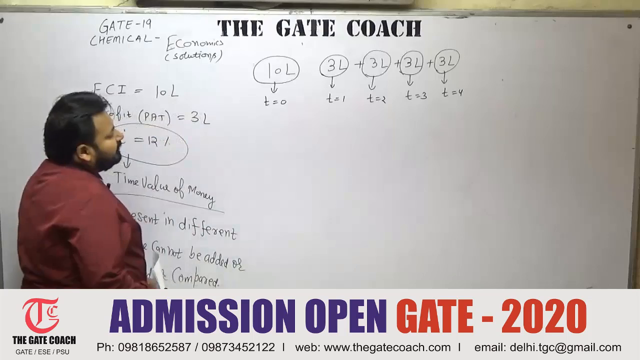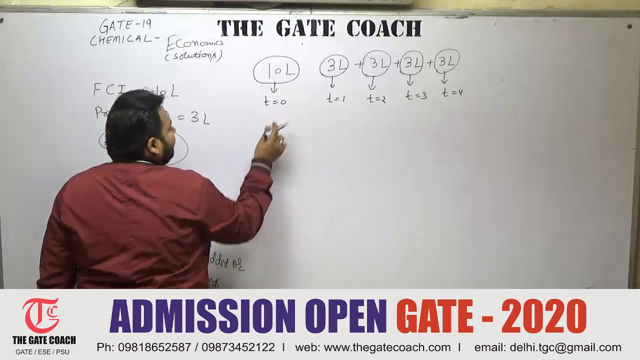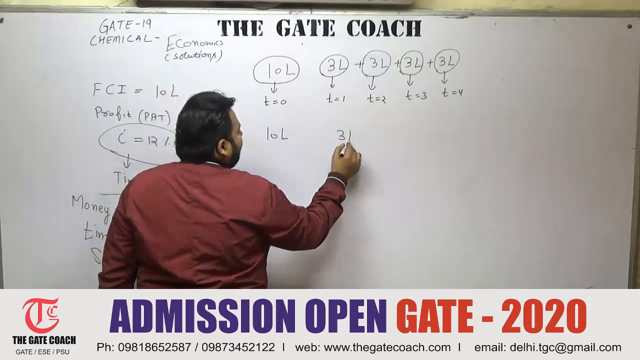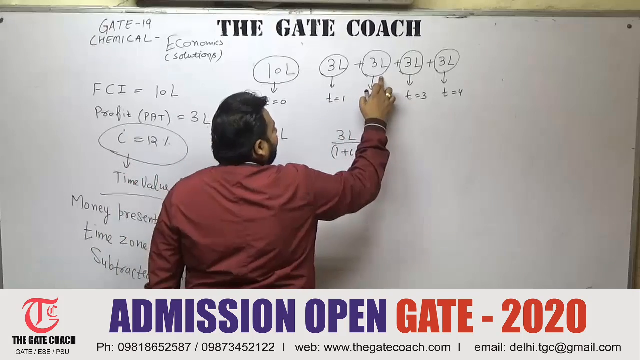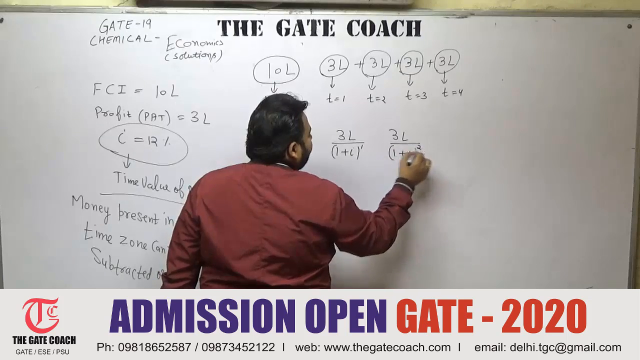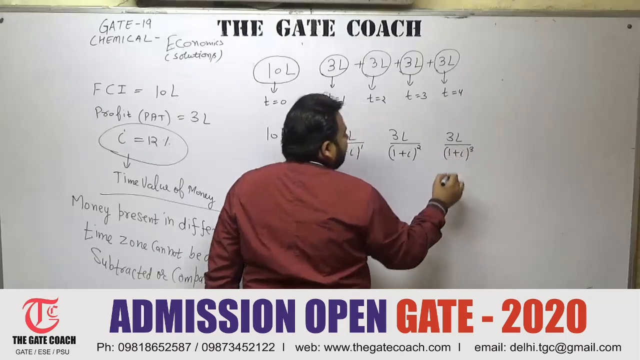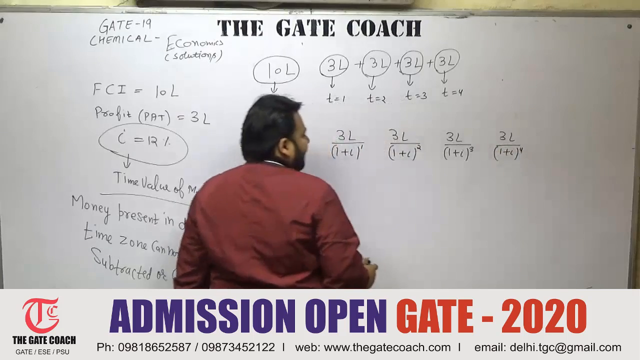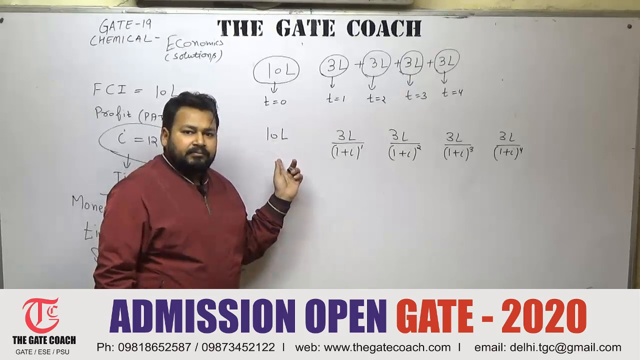So what I need to do is change their time zone and make it the same. 10 lakh in today's time remains 10 lakh. 3 lakh in today's time can be written as 3 lakh divided by (1 plus i) to the power 1. The next 3 lakh in today's time is 3 lakh divided by (1 plus i) to the power 2. Then 3 lakh divided by (1 plus i) to the power 3. Then 3 lakh divided by (1 plus i) to the power 4. And maybe if I sum them, the sum may still not be equal to 10.